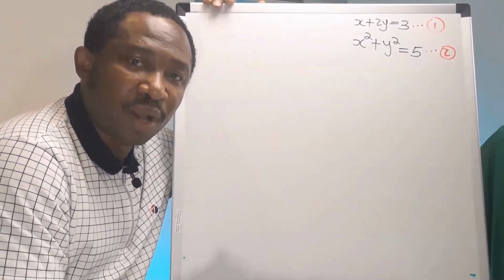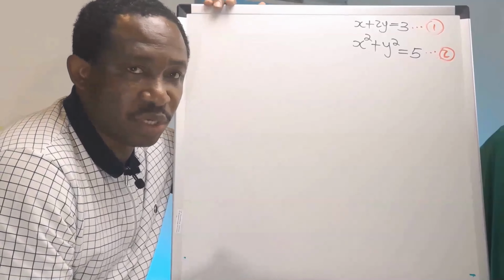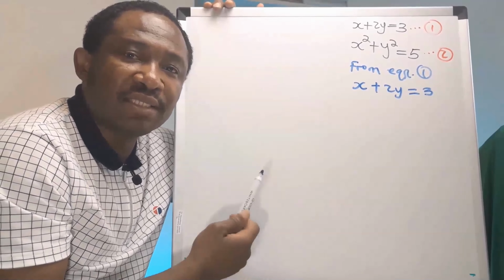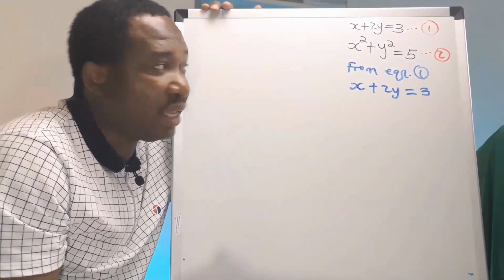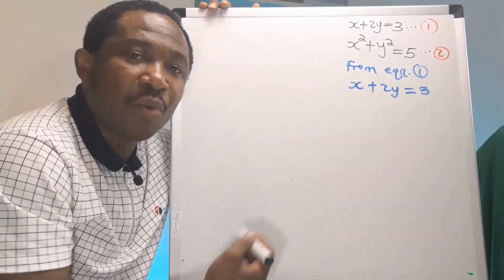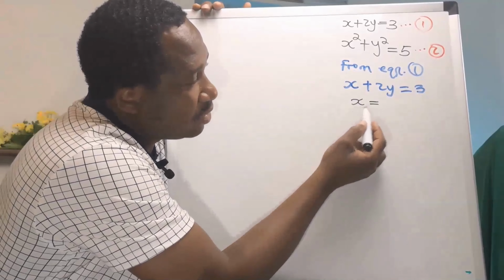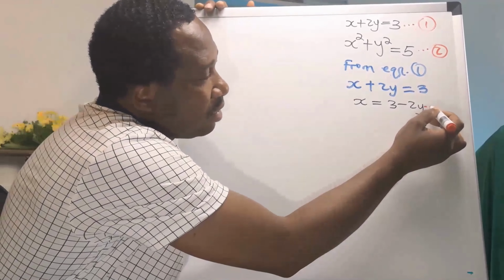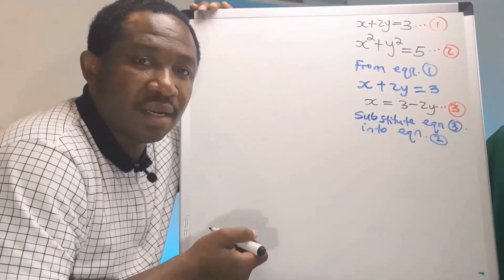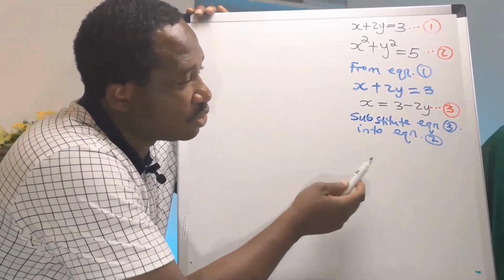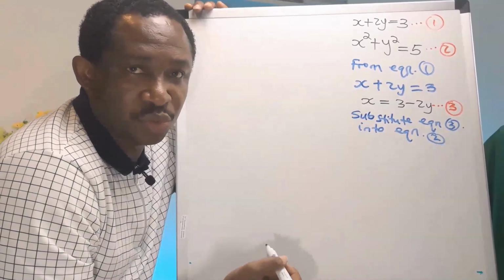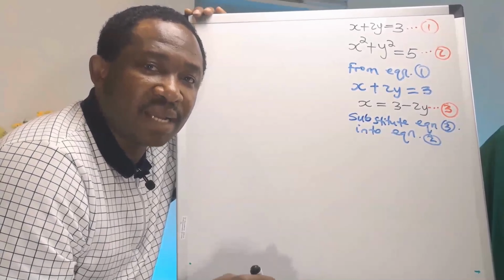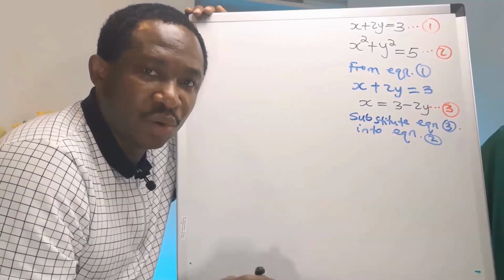Step number 1, consider the linear equation from equation 1, where we have x plus 2y is 3. Next, I will make x the subject. x will now be 3 minus 2y, and this becomes equation 3. Next, we substitute equation 3 into equation 2. Remember, do not substitute an equation back into itself or where you got it from.